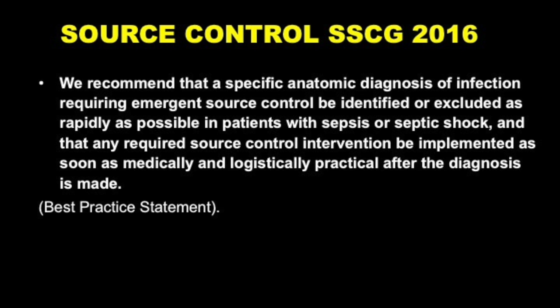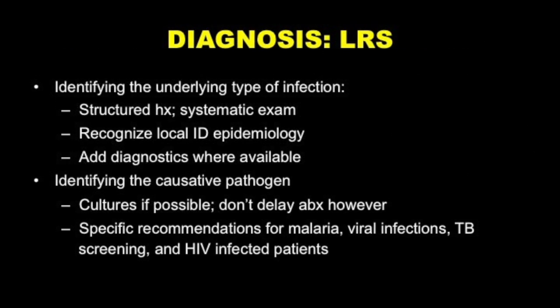In the limited resource setting, how do you identify the underlying type of infection? From the guideline, a structured history and a systematic exam. Every 6 hours if you need to. More collateral if you can get it. What happened at the other hospital? Exactly what you presented, okay? Another really key piece is to know what your local infectious epidemiology is. And you guys are getting more and more of that here locally now.